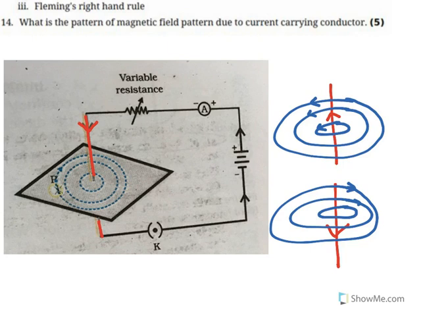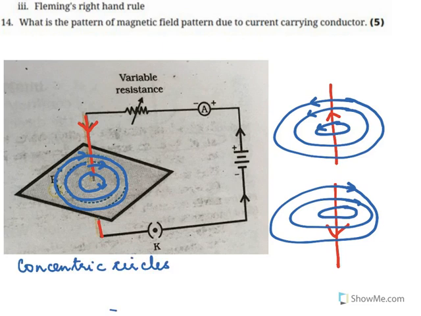This is the current carrying conductor, and we have concentric rings. Since the current is in the downward direction, the magnetic field will be in the clockwise direction. So you can say, what is the pattern? You can say the pattern is concentric rings. So we can say the magnetic field lines are concentric circles with center on the conductor.